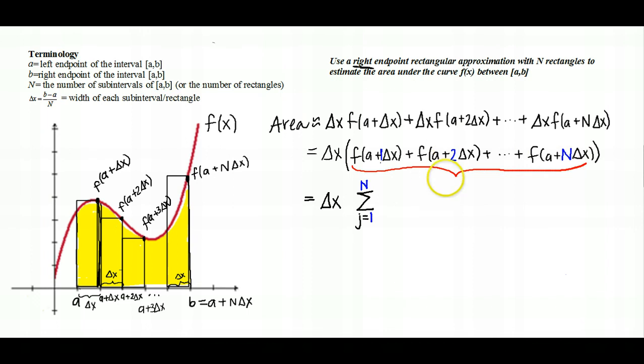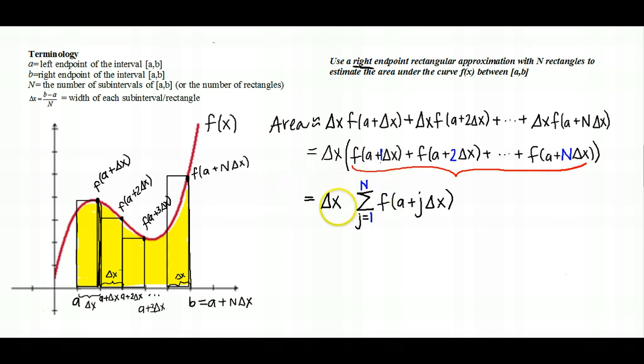And then we input the generic term. The generic term is f of a plus, well, now instead of putting the number, we put the indexing variable. So the indexing variable is j. So f of a plus j delta x. So this here is an approximation for the area underneath this curve between a and b. But we used right-hand endpoints.